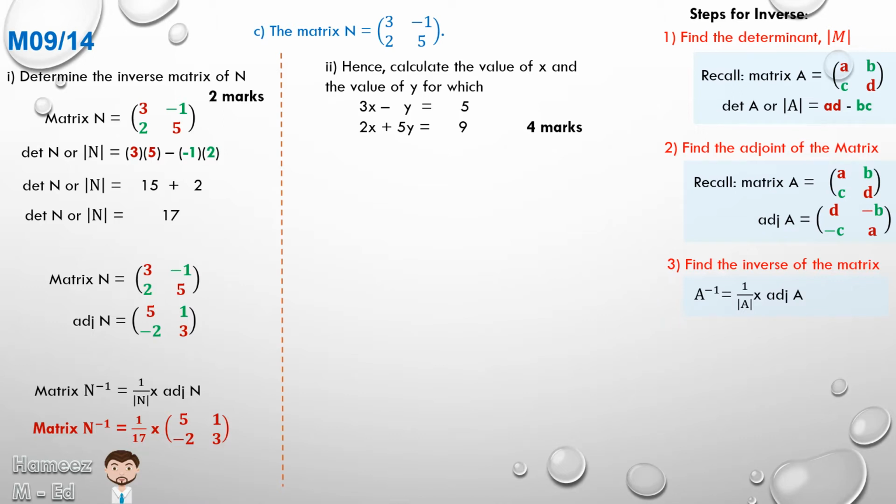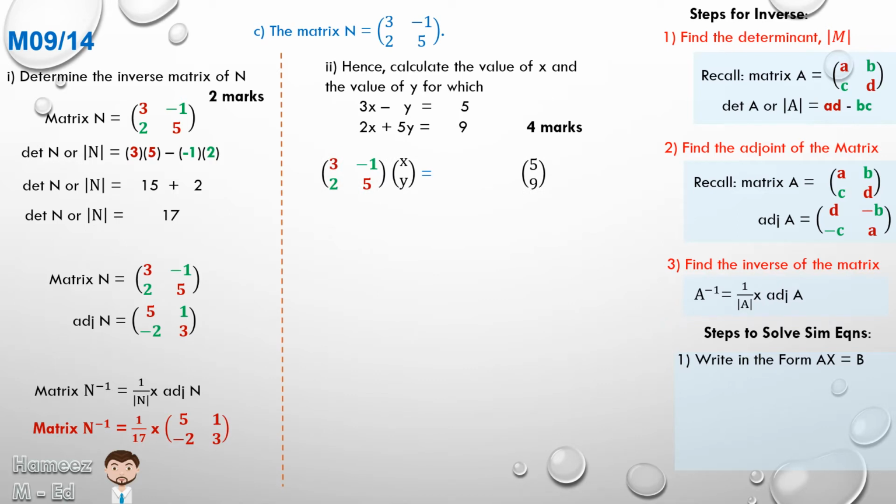3x minus y is equal to 5, 2x plus 5y is equal to 9. So let's recall, if we want to solve simultaneous equations, what's the first step? Let's try and rewrite it in the form AX equal to B, where A, X, and B are matrices. So how do we do that? We pull out the coefficients, which are the numbers in front of the letters.